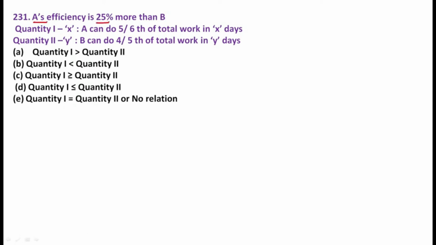A's efficiency is 25% more than B. Now see, the efficiency of A is to B. You already know that efficiency means the number of units done per day. The number of units per day always deals with efficiency. Now 25% means you already know that 1 by 4 is 25%. So if B does 4 units per day, A does 1 unit more.